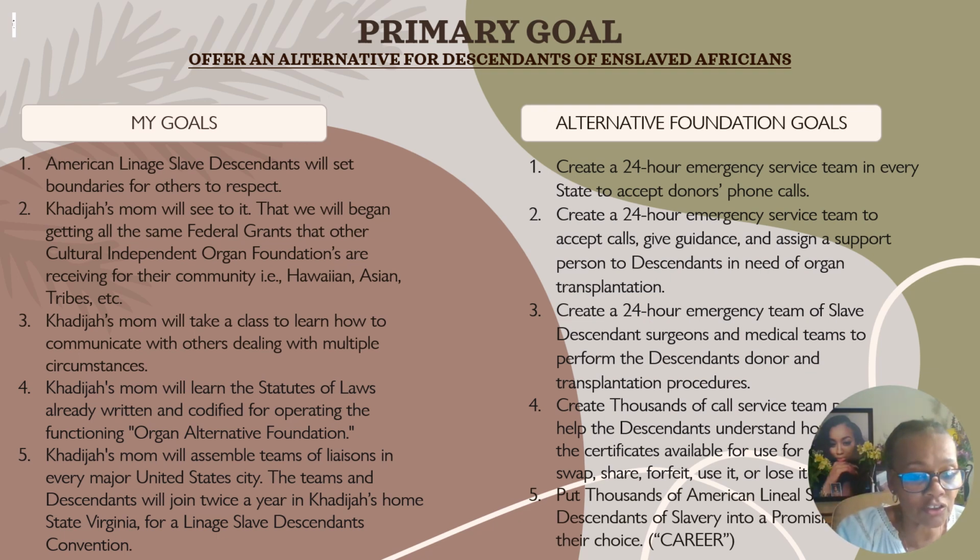Okay. Khadijah's mom will take a class. I don't know what I was doing when I wrote this. Khadijah's mom will take a class to learn how to communicate with others dealing with multiple circumstances. Now, I probably did, because my kids say, Mom, cut it out. Oh, it's already 28 minutes. Oh, my goodness. Okay. Khadijah's mom will learn the statutes of laws already written and codified for operating the functioning organ alternative foundation. So I'm going to learn the laws and stuff.